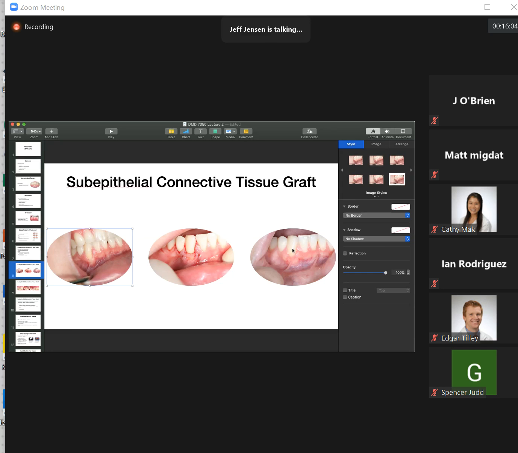Quick question: when you release the papilla, do you release it on the buccal side, or would you release it on the lip? Yep, just the buccal. I don't need to do the palate on these. So it's like a traditional just buccal flap.